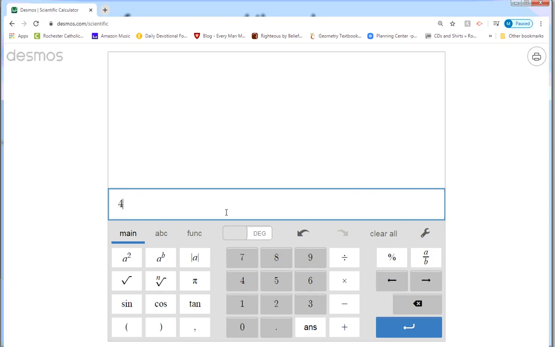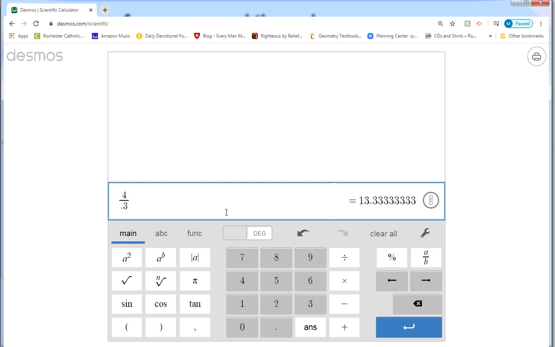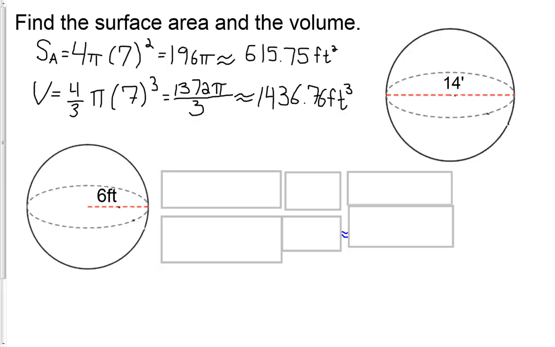So again, plugging it in quick just to show you one more time on Desmos. This time we have 4/3, so 4, divide button, 3. And then typically at this point, in the denominator, you need to hit the right button to get out of there. Pi times 7, and then this is the power button, to the third power. That gives me 1436.755, so that will round up to 1436.76.